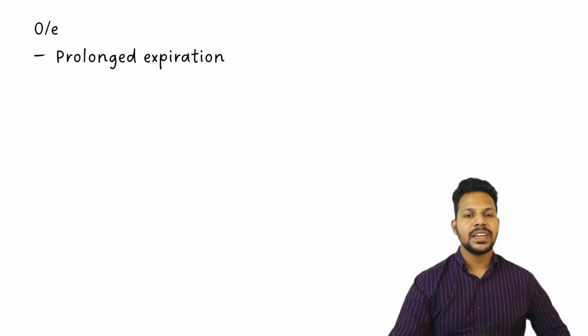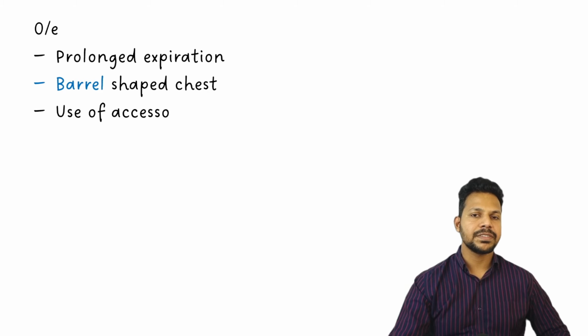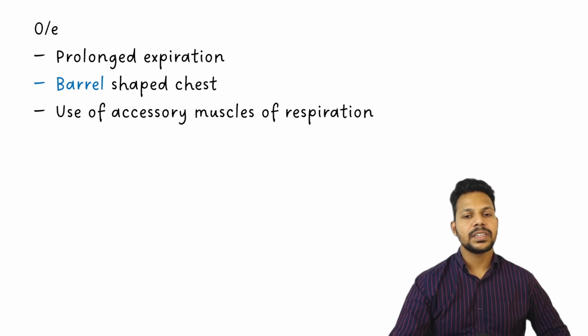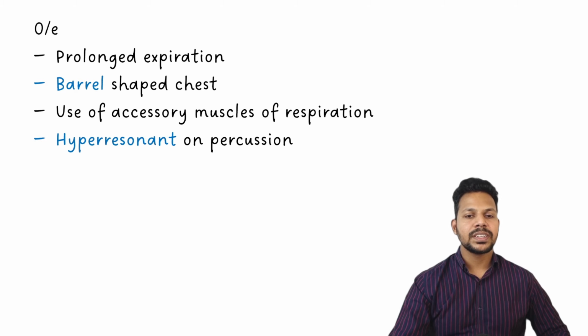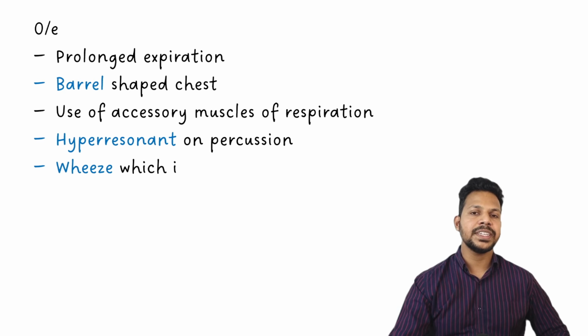Now let's see the findings that you appreciate on examination. The expiratory phase is prolonged in these patients, and when you look at the shape of the chest, it is usually barrel shaped, and you can also appreciate the usage of accessory muscles of respiration because of hyperinflation and increased respiratory effort. And on percussion, you can appreciate a hyperresonant note, and on auscultation, the breath sounds are diminished on both the sides, and a wheeze, which is usually expiratory, is what you can find.